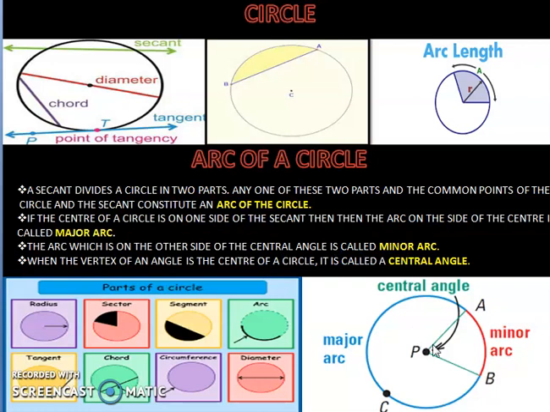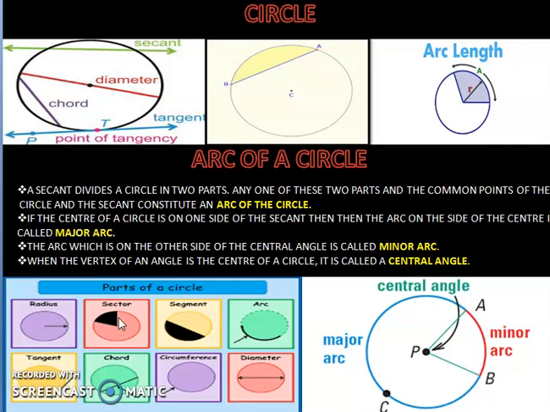So you just see the central angle. This is the angle formed at the center of the circle, that is P here. This angle indicates the central angle. It includes the arc AB, so this is the minor arc. And arc ACB is the major arc. So it is clear: minor arc, major arc and central angle. So see some parts of the circle. We have already learned about this. This is only a short revision so that you can understand this concept better.